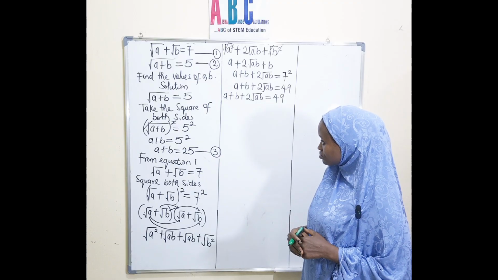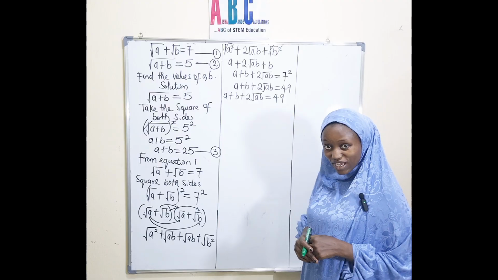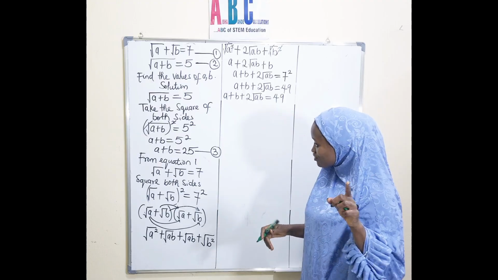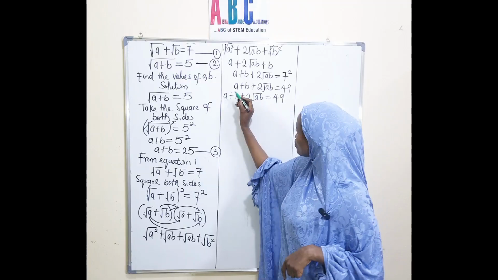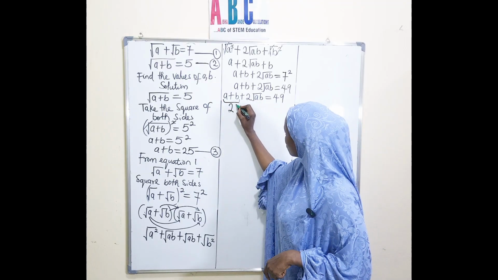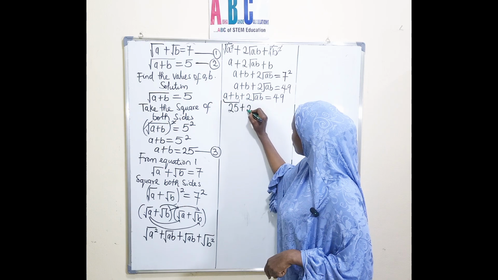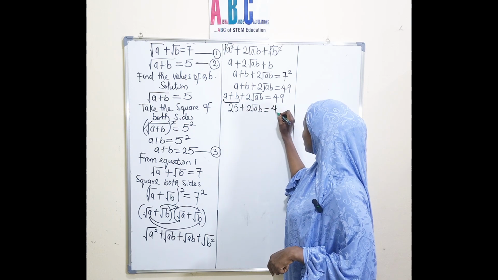Okay, but now let's look at something. If you look at equation 3, a plus b is 25. So we're going to substitute for a plus b here as what? 25. So this becomes 25 plus 2 root ab is equal to 49.